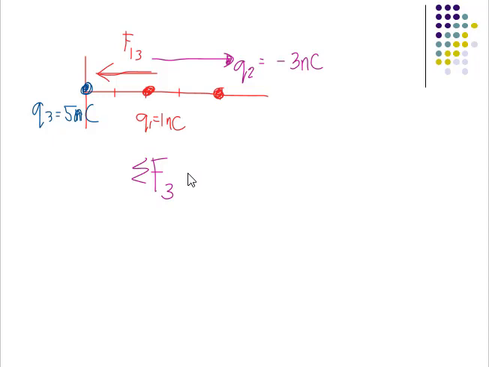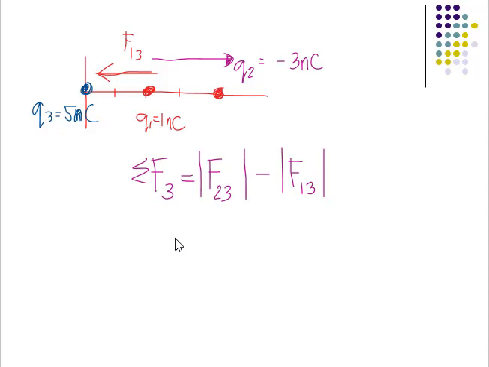Okay, based on our illustration, the force exerted by Q2 on Q3 is to the right. So we have to consider the absolute value of that. And then subtract the force exerted by Q1 on Q3 because it's towards the left. So this is the force exerted by Q1 on Q3. This is the force exerted by Q2, which is to the right, and this is the force exerted by Q1, which is to the left.